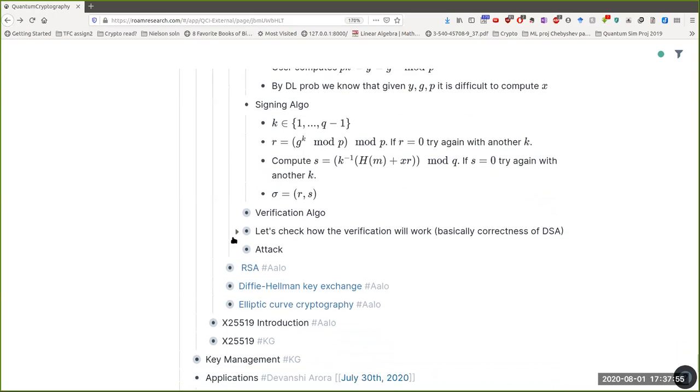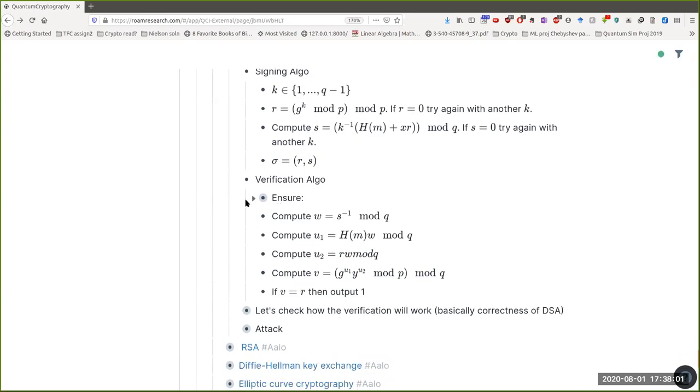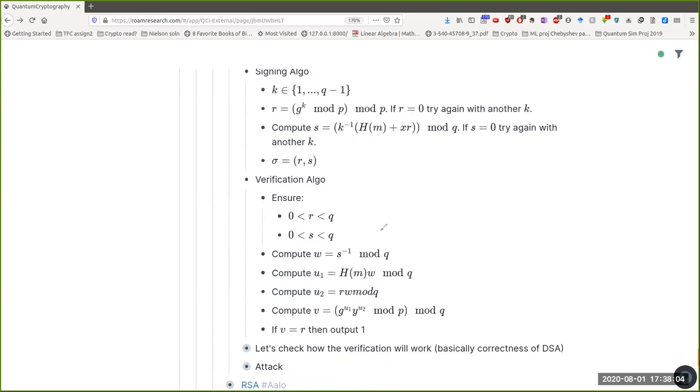Now, you did this signature, you send it to me, and now I want to verify it. How do I do it? First, a few things I need to ensure: R and S are strictly less than Q. Next, R and S I know. So from S, I compute S inverse mod Q, which is W. And then I compute U1, which is hash of M times W mod Q. U2 will be R times W mod Q.